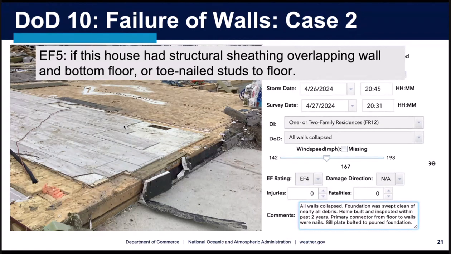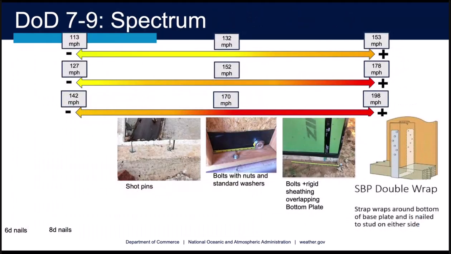So unfortunately, in northern housing, and also in the southeast US, the floor diaphragms and the walls are just connected by straight nails for the large majority of those houses. So with this one here, I went with, looking at DOD 7 through 9. Shot pins, that's weaker than expected. Bolts with nuts and standard washers, that's roughly expected. If I have rigid sheathing covering both the sill plate and nailed into it, and then going all the way up to the top plates where the rafters are connected, that one I would be going with above expected.